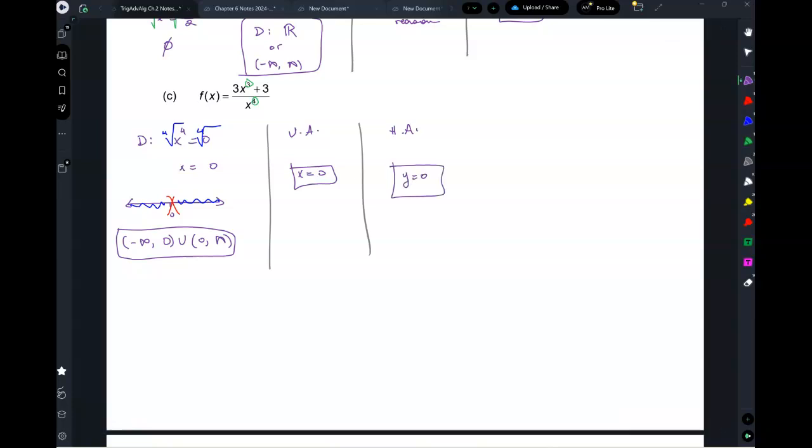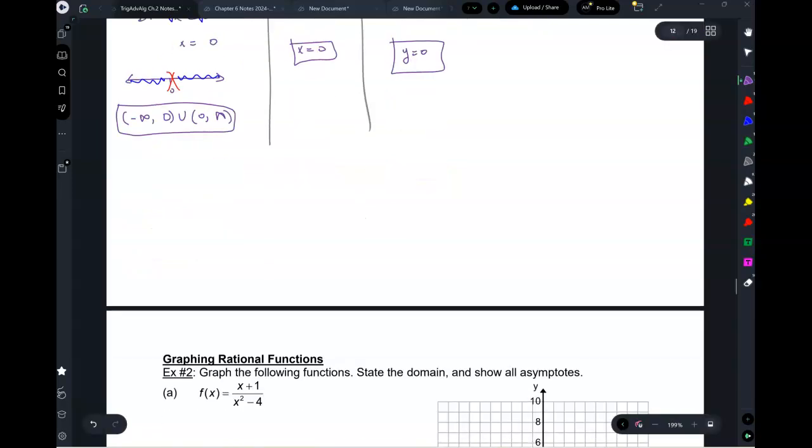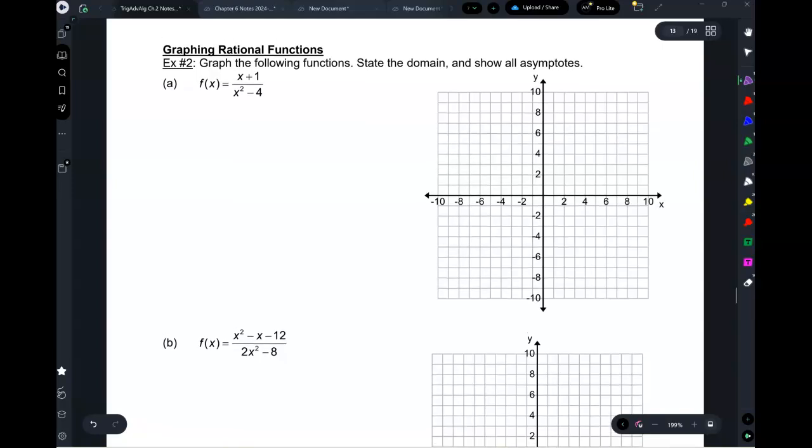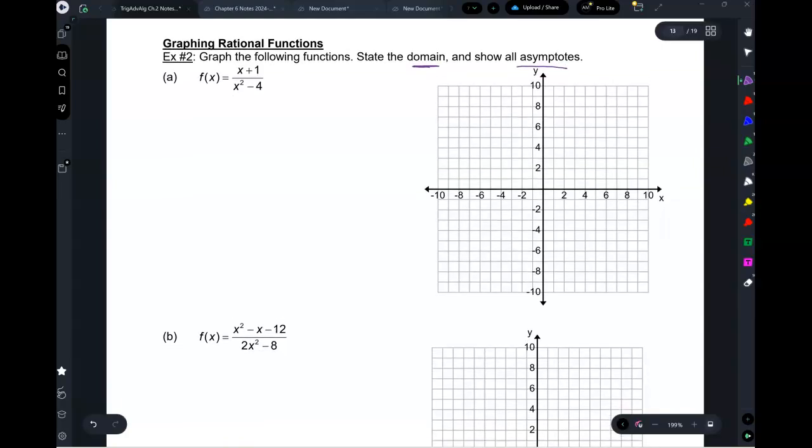Okay? Fabulous. So let's graph some. Okay, so let's do this one. Before we graph, we want to state the domain and the asymptotes, right? So let's do the same thing. Okay, so domain. X squared minus 4 equals 0.